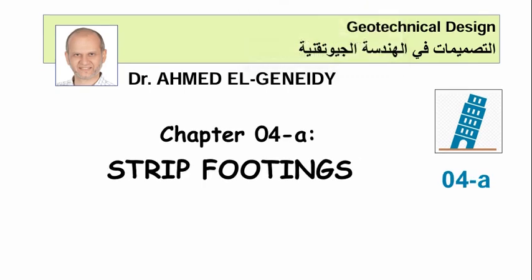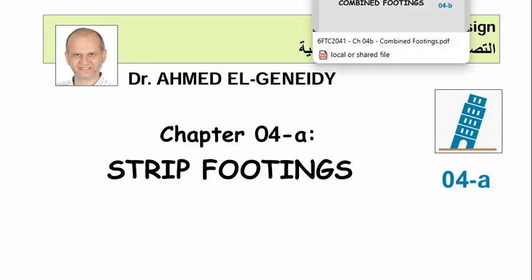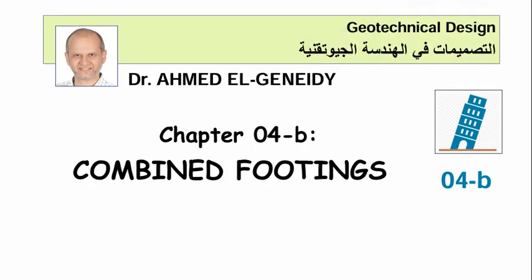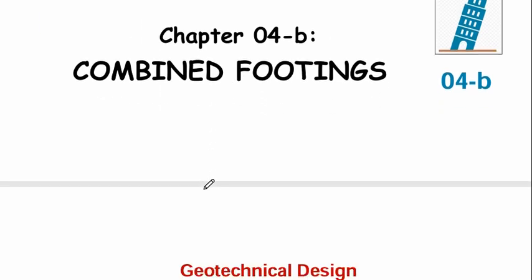Then we said that we need to study other types. The first thing in the other types was the strip footing, which we said is a footing with more than one column or maybe a long wall. Now we want to study combined footings. What is or what are combined footings?